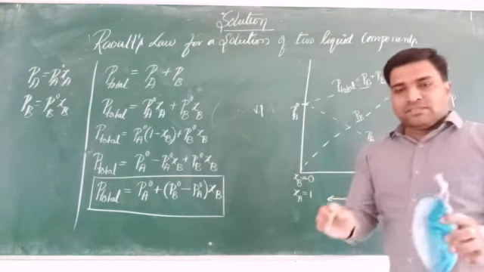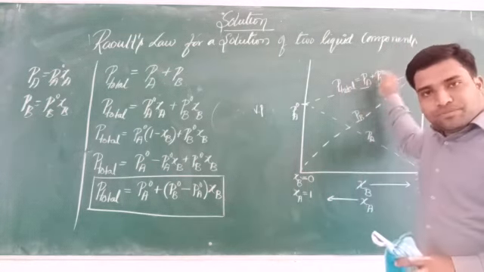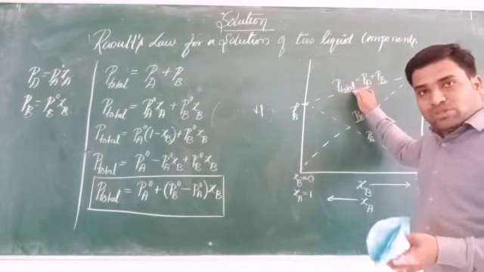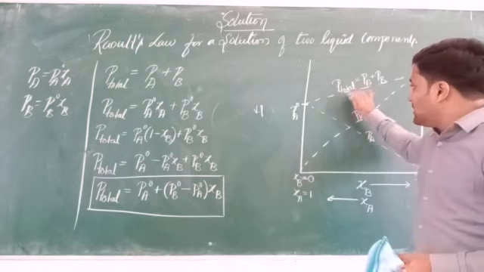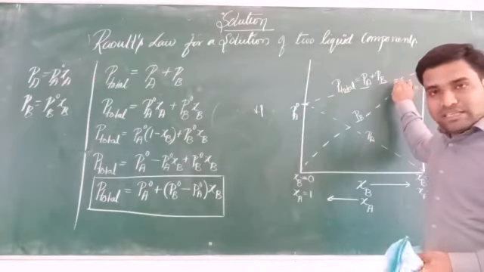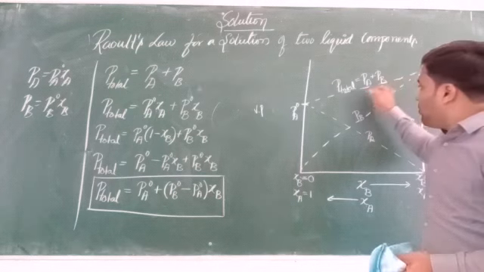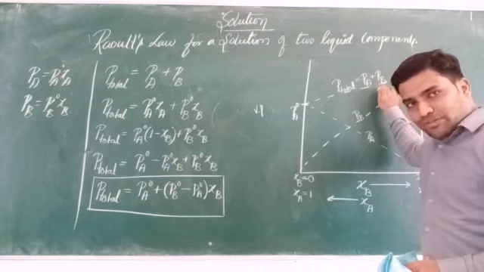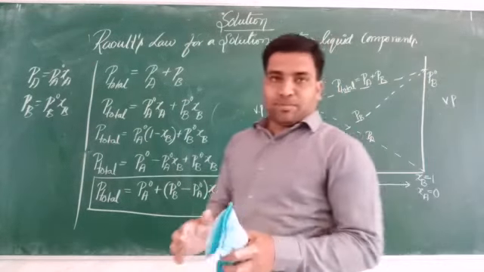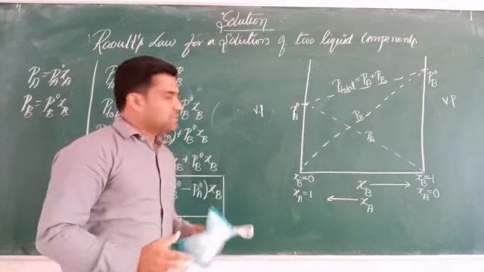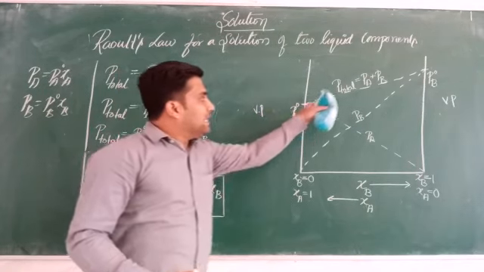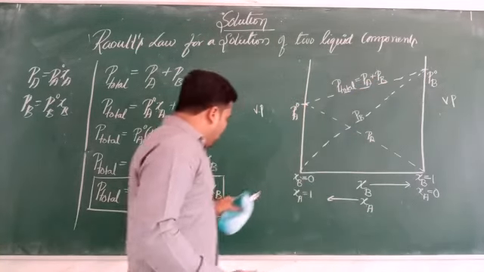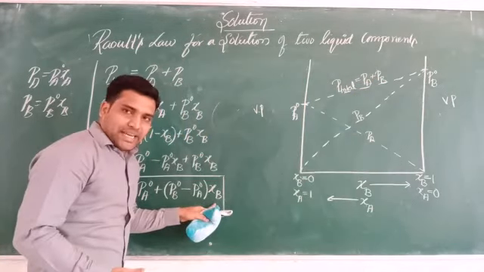The second conclusion is that the total vapor pressure over the solution phase varies linearly with the mole fraction of the component B or A. That means the total vapor pressure of the vapor phase of the solution varies linearly with the mole fraction of component A or B.